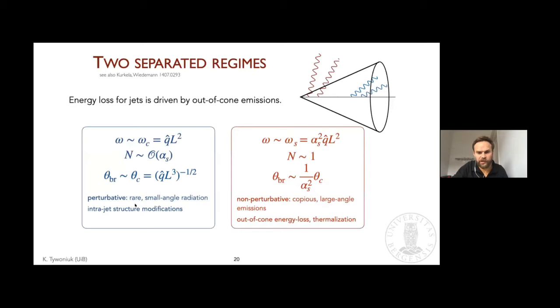I will not go into the details, but here you can also make out parametrically that high energy medium induced emissions will basically occupy small angles and be within the cone, and they do not contribute to jet energy loss because they are emitted at small angles and broadened to small angles. And there also is this more important regime, which is exactly when the gluon energies are close to omega s, this alpha s squared times q hat L squared, where you have multiple emissions and you have large angle emissions. So that's the main driver of jet energy loss.